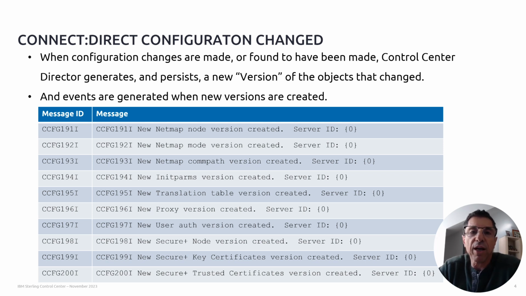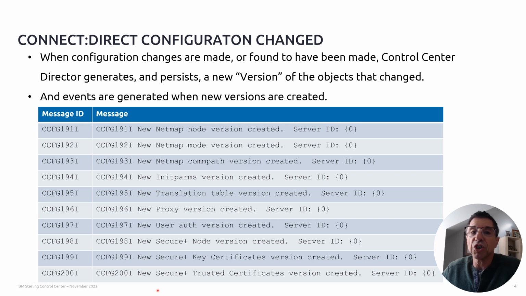And the point of me telling you about these versions is we can use the fact that Control Center generates events whenever a new version has been created. And we can write a rule that's triggered by those events to notify us. And that's a way of finding out when a configuration change has been made. So these are the events that are generated when a new netmap node is discovered, the CCFG191I, and so on.